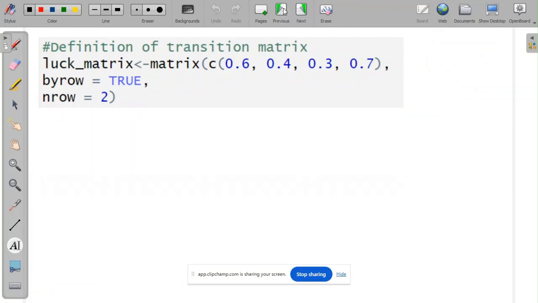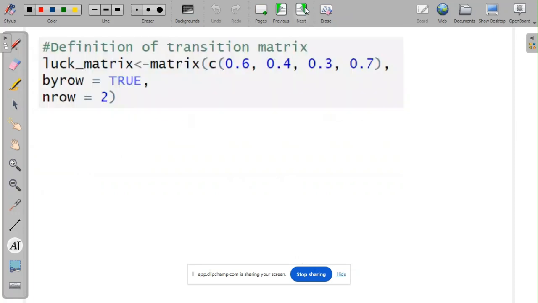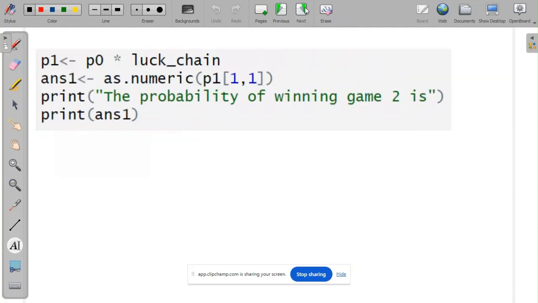That's because the question states that there is an even chance that he wins the first game. So the first game is an equal probability that he will either win or lose. So the initial matrix has entries 0.5 and 0.5. Following this, we multiply the initial matrix with the TPM and we get the answer.